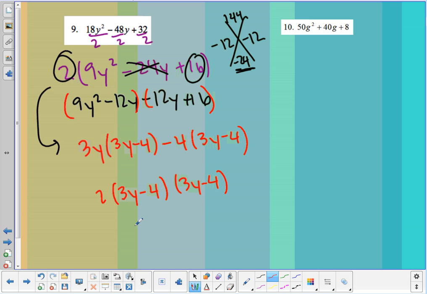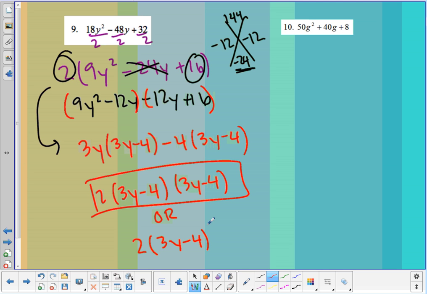Now that's a perfectly fine way to write your answer. I would not have marked that wrong. Or you can write that 2 out front and then put 3y minus 4 in parentheses squared. And that is how you would see it if this were something like the ACT or MCA.